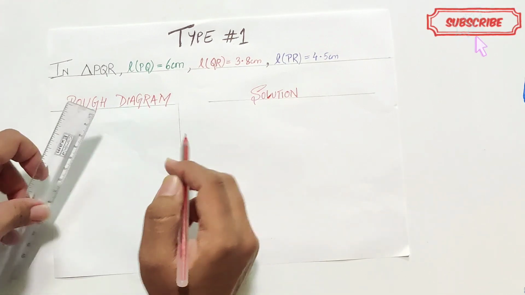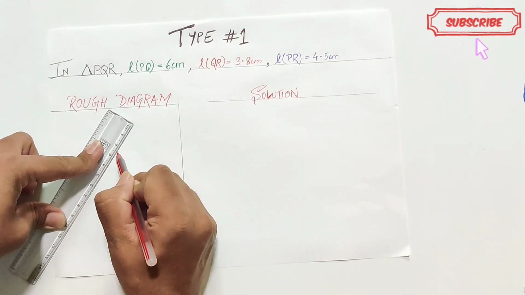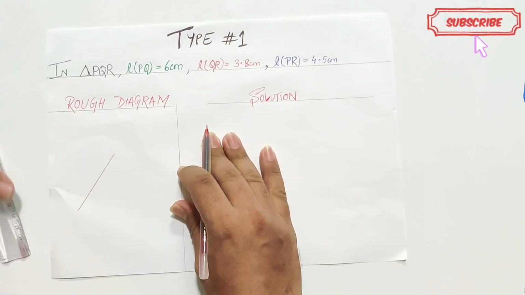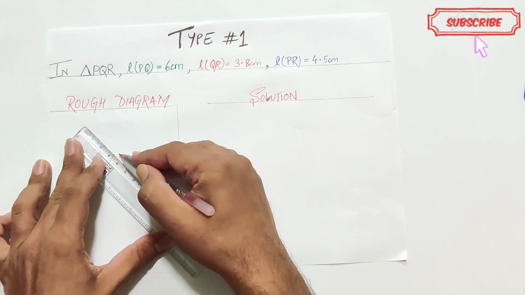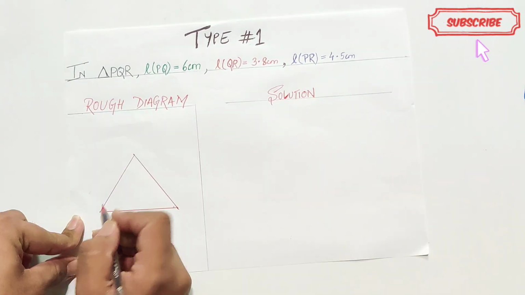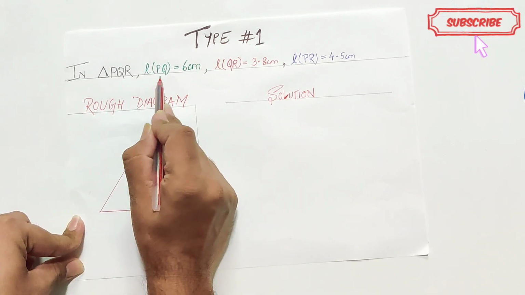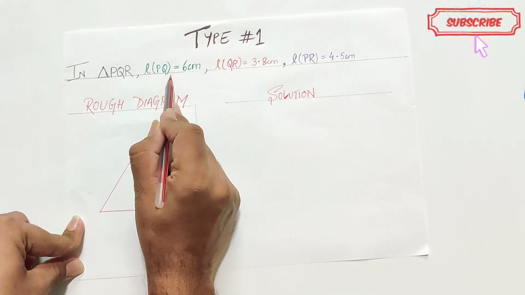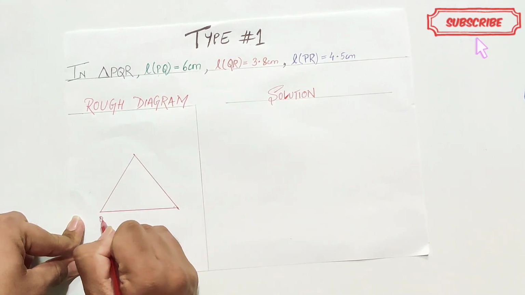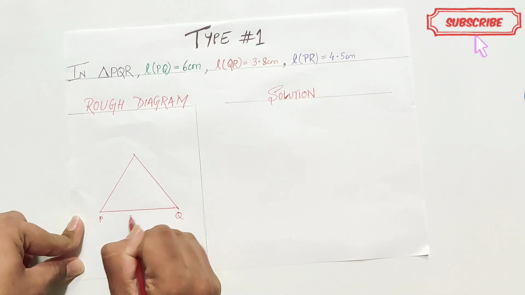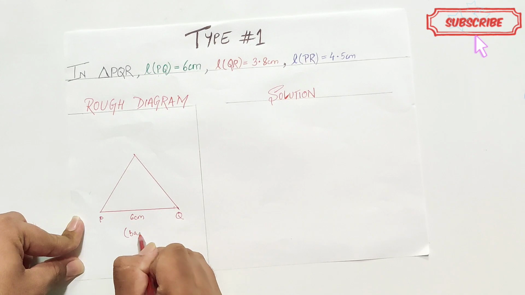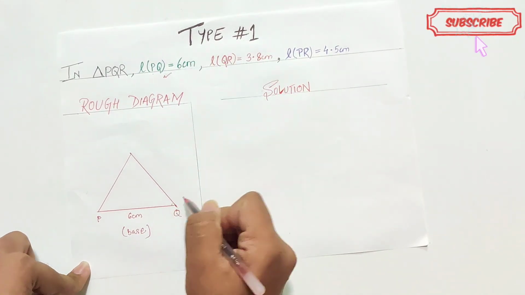As it says, it is a triangle PQR. So with a random measure, what I would be doing is drawing a triangle. Now let's start labeling it. The first measure that is given, length of PQ is equal to 6 cm. So let's make PQ the base of our triangle. We can also call this the base. We are done with the first measure.